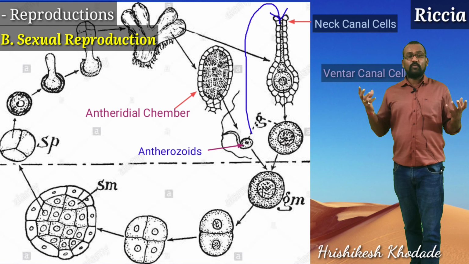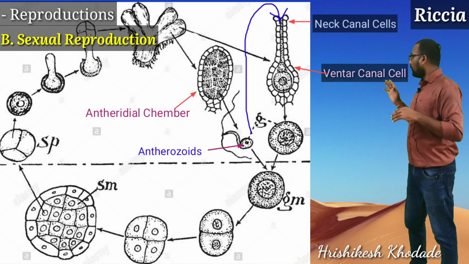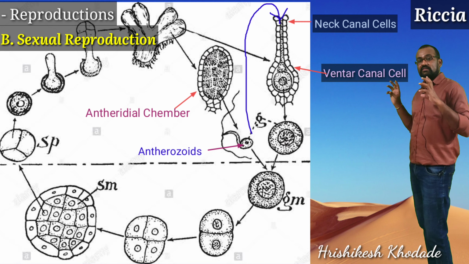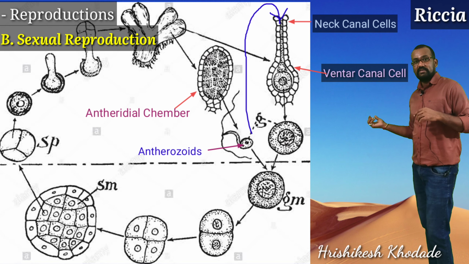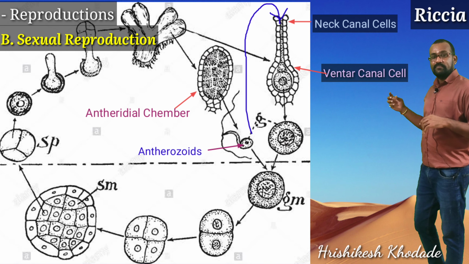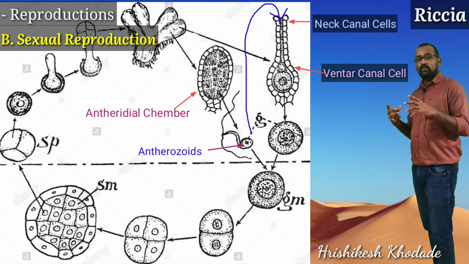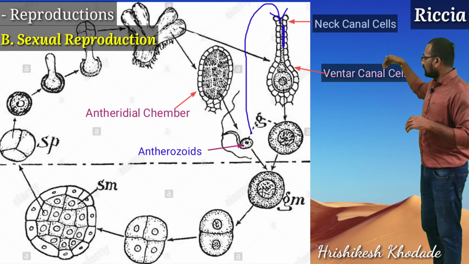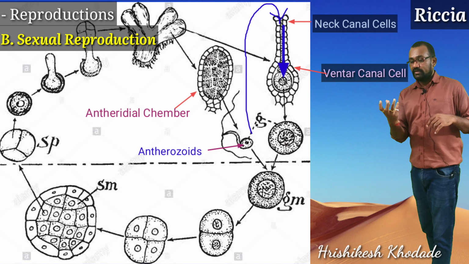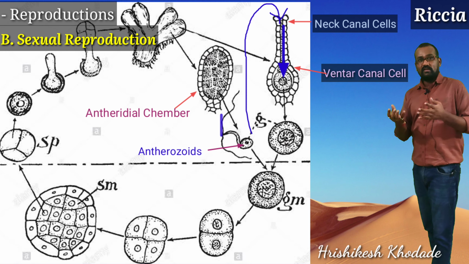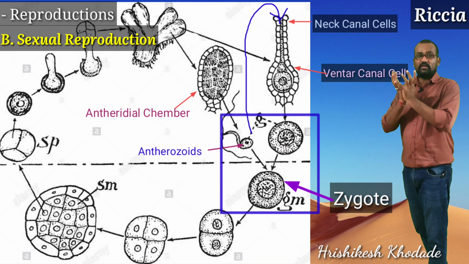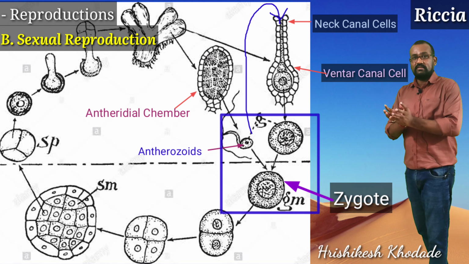The neck canal cell and venter canal cell are the regions of the archegonium where, after getting in contact with water, the cells also swell. They start to absorb water, produce some proteins, absorb phosphorus, and some chemical reactions go on there. So the anthrozoids come in contact with the venter canal cell and reach the egg cell. The egg cell is situated in the venter, which is a flask-like structure. The male gamete and female gamete finally unite and result in the formation of the zygote. This is the fertilization stage.